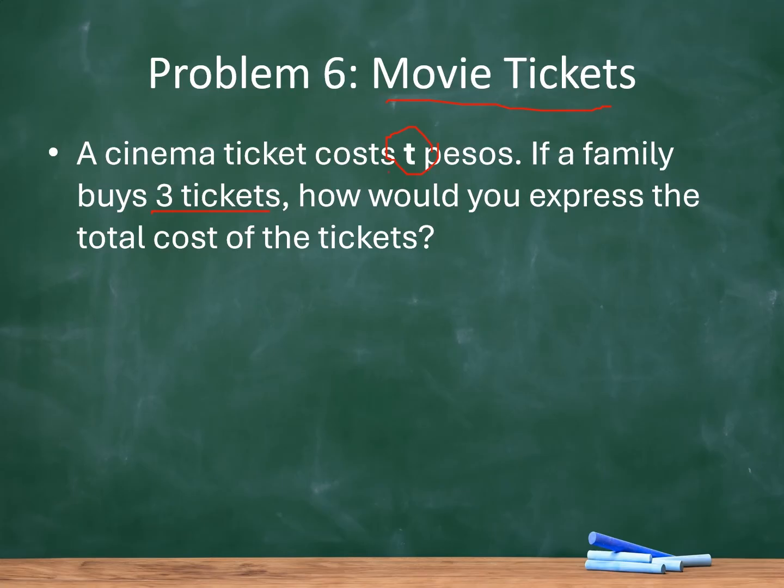So we have T and 3. What relationship or what operation are we going to use to show or establish the relationship between these two quantities? We will use multiplication. We're just going to multiply T and 3. So the algebraic expression that will represent the total cost of the tickets will be 3T.